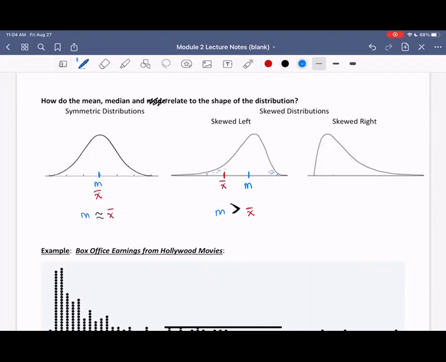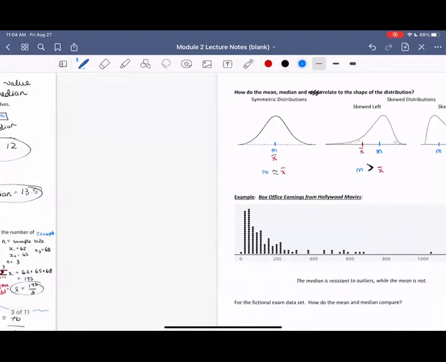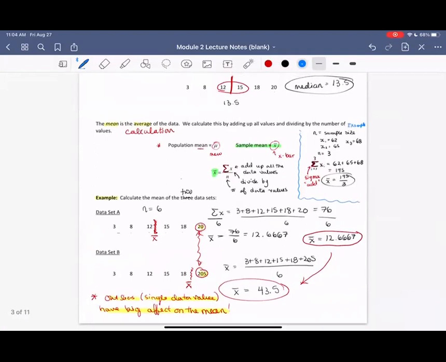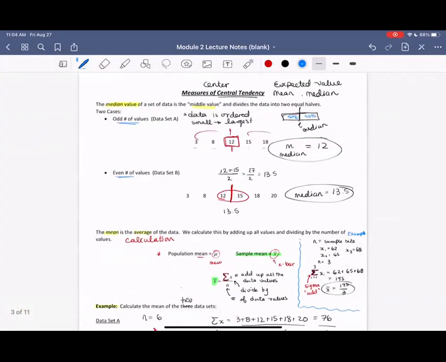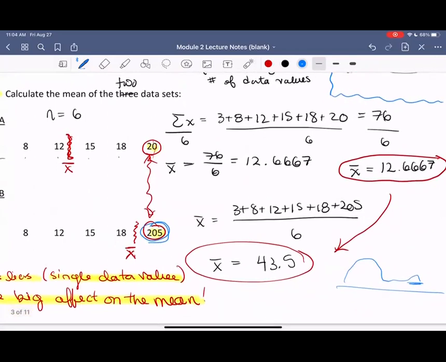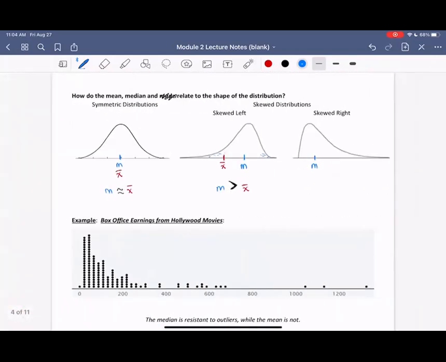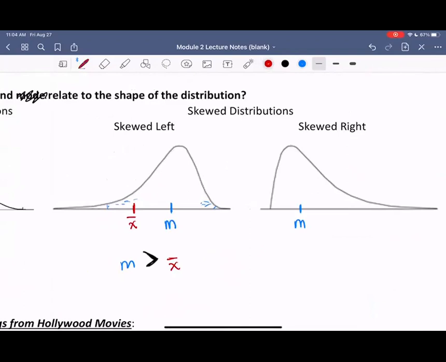And then just like we saw in the previous example, let me flip back. When we have a large outlier, meaning our data in this case would be skewed right, most of our data is here, and then we have that little blip of 205, so our data is skewed right. That single data value is going to pull that mean up, pull it higher. So if we're comparing our median and mean, then our mean is going to be larger than that median.